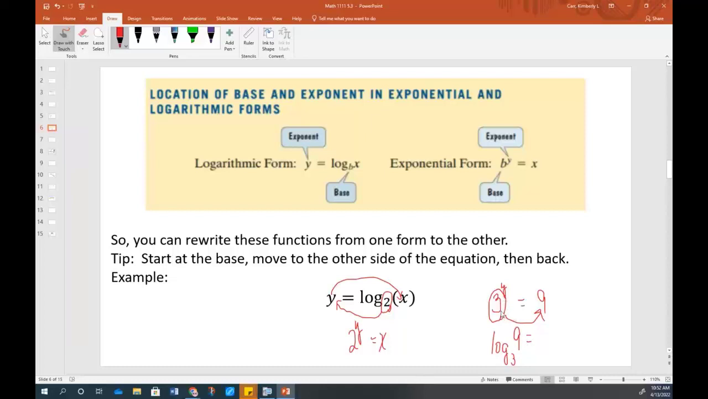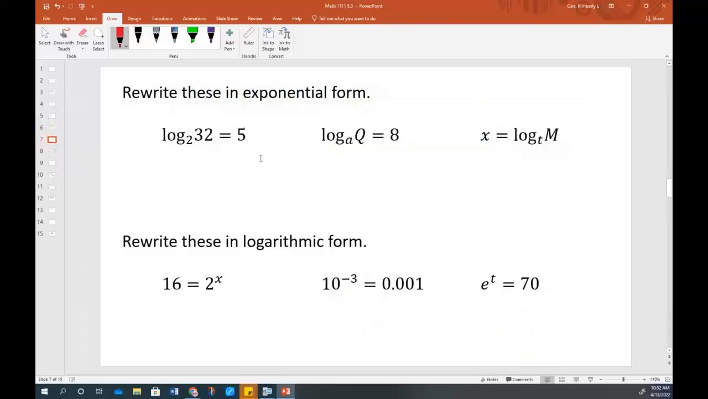Now, where did the log come from? Well, I do have to keep in mind, since this one is in exponential form, when I rewrite it, it'll need to be in a log form. And then go back to the other side, equals y, or y equals log base 3 of 9. So those are just rewrites. And sometimes you simply just have to do that, and you will have to do that in the homework.